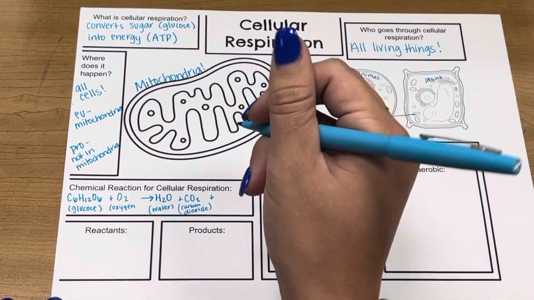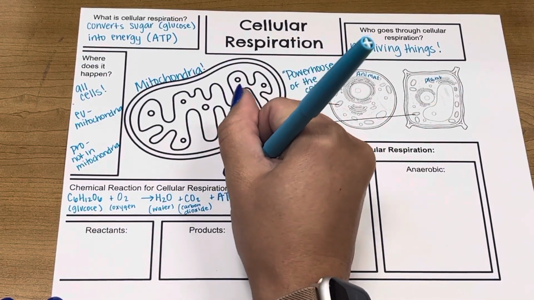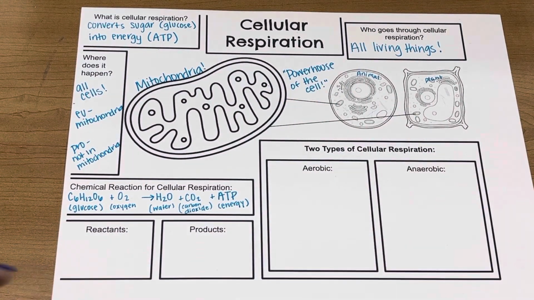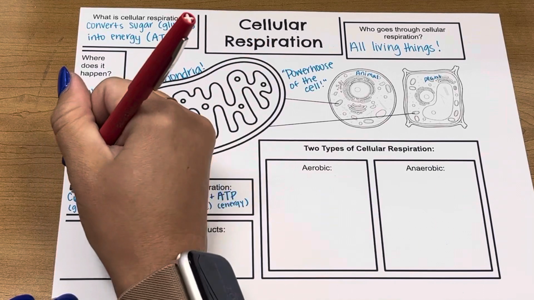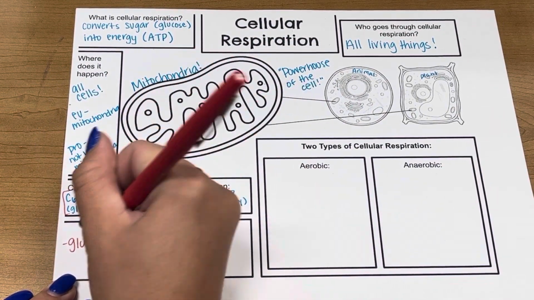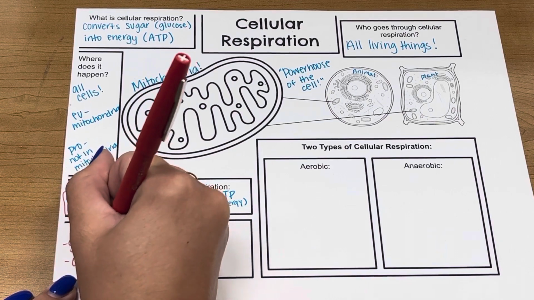And it makes the main thing that we're looking for, and that's ATP. Okay, so ATP is our energy. All right, so if we go through and do kind of the same thing we did with photosynthesis, we're going to see that our reactants, what we start with, are on this side of our arrow. So our reactants are glucose and oxygen.